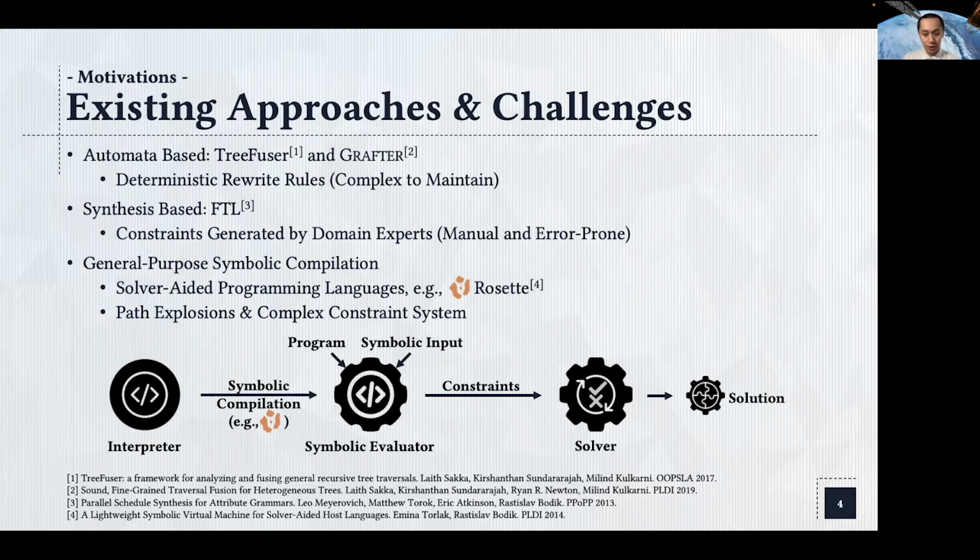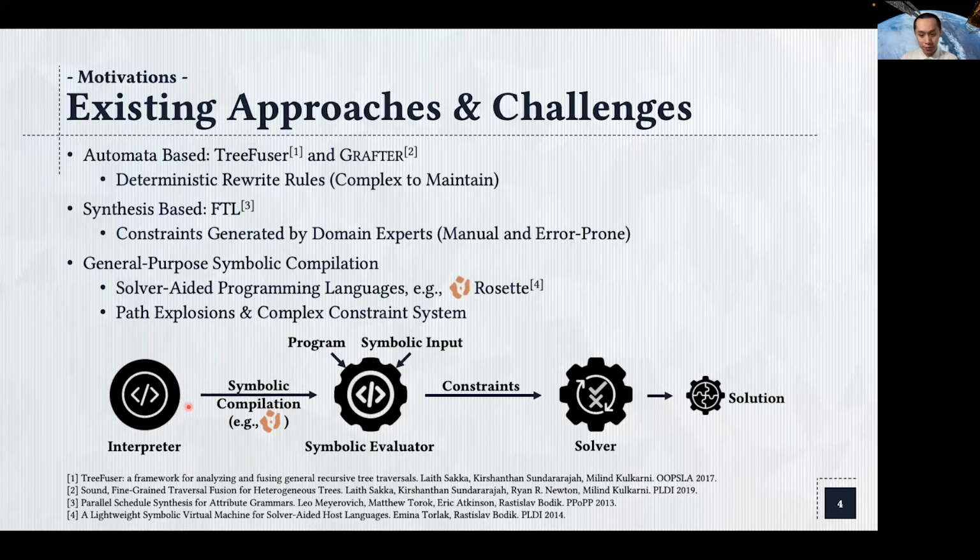And finally, there's a third category that utilizes general-purpose symbolic compilation to automate the problem solving. A typical example is Rosette. As you can see from the following figure, the developer only has to provide a concrete interpreter for tree traversal, and you get a symbolic evaluator almost for free by invoking a procedure called symbolic compilation provided by Rosette.